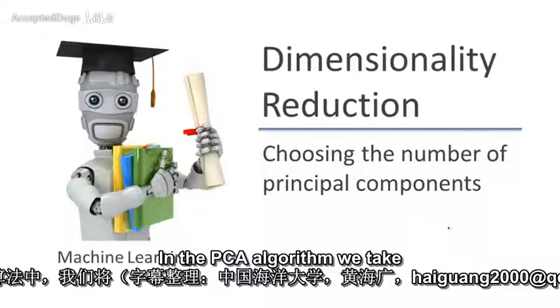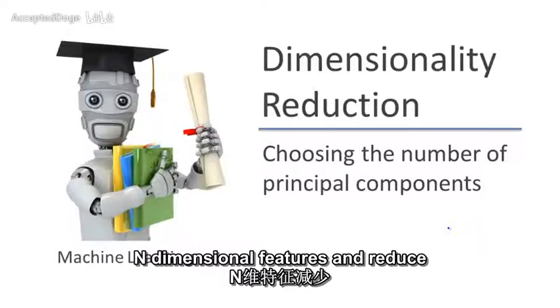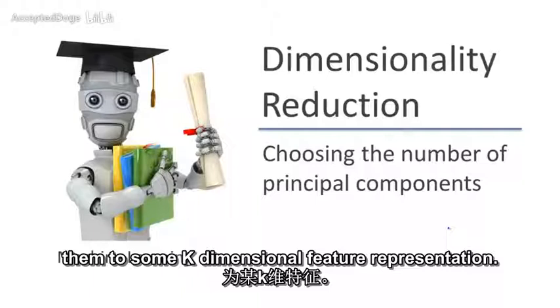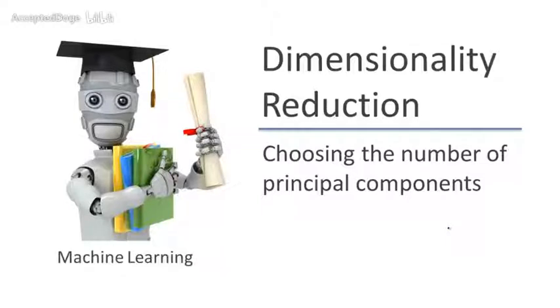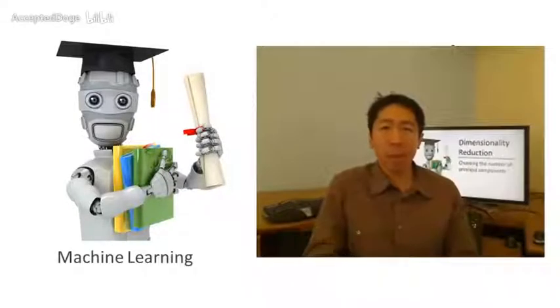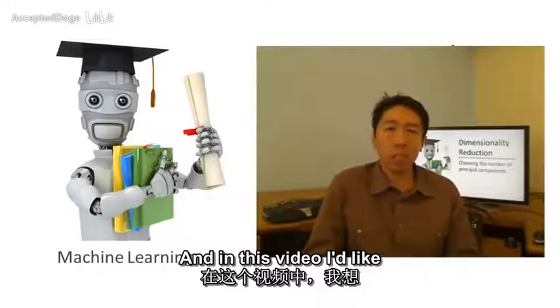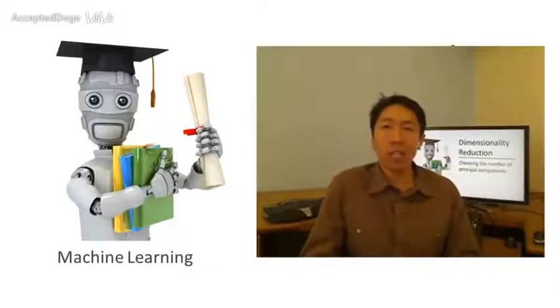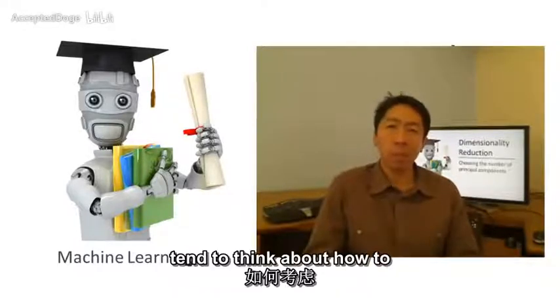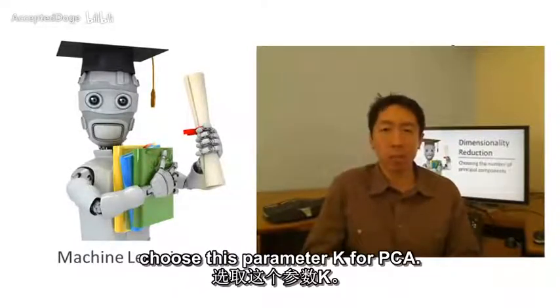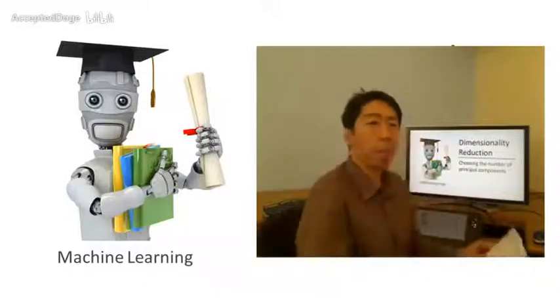In the PCA algorithm, we take n-dimensional features and reduce them to some k-dimensional feature representation. This number k is a parameter of the PCA algorithm. This number k is also called the number of principal components, or the number of principal components that we retain. And in this video, I'd like to give you some guidelines, or tell you about how people tend to think about how to choose this parameter k for PCA.